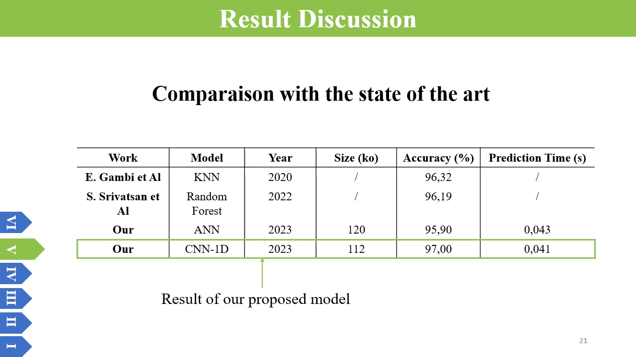It's worth noting that we were able to significantly improve the accuracy of the CNN one-dimensional model and reduce the prediction time. The best results were achieved with KNN and the random forest, which achieved accuracy of 96.32% and 96.19% respectively. In contrast, the proposed CNN one-dimensional model achieved an accuracy of 97% and a prediction time of 41 milliseconds. This shows that our proposed model has better results than the other related work.